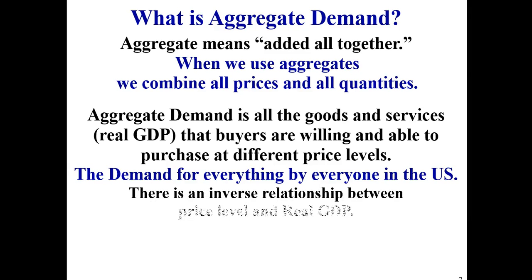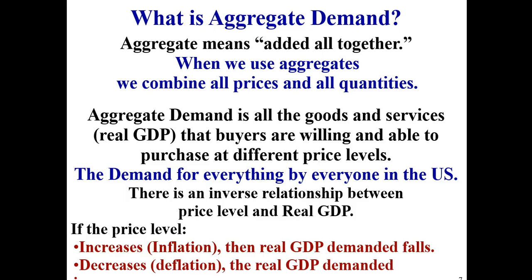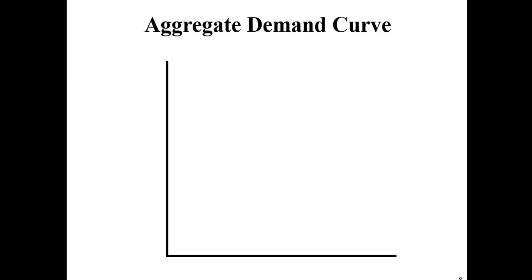Just like with demand, there's an inverse relationship between price and aggregate demand, or demand quantities. So here you have the inverse relationship because we're aggregating between the price level and real GDP. So if the price level increases, then real GDP falls. That's what an inverse relationship is. And the reverse is true. If the price level decreases, then real GDP demanded will increase or rise.